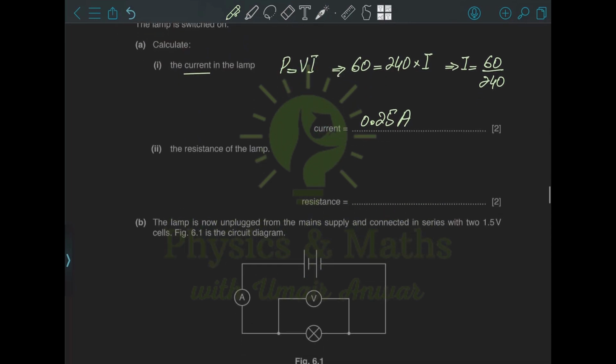Then we have to find the resistance of the lamp, and since now we know the current and voltage both, we can also use the Ohm's law equation. So resistance is equal to voltage divided by current. Voltage is 240 divided by the current of 0.25 amperes, and it gives us the value of 960 ohms. So in the answer space, I'm writing 960 ohms.